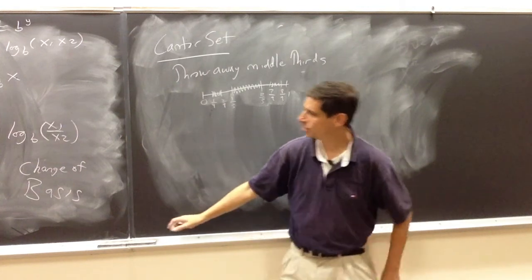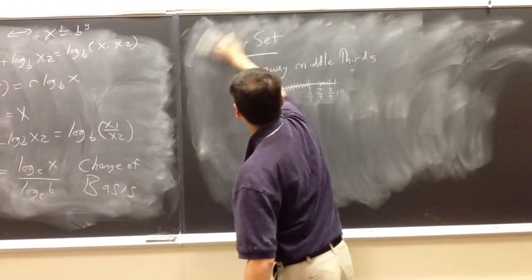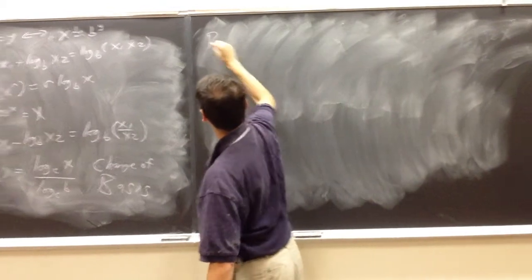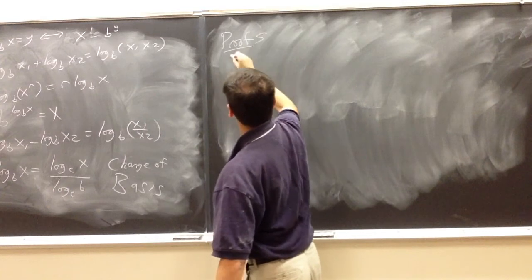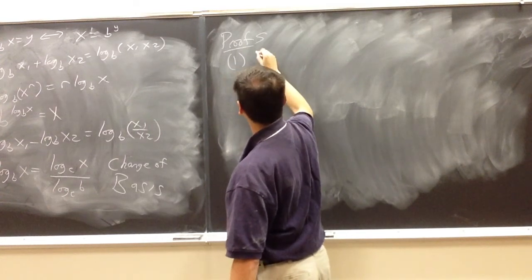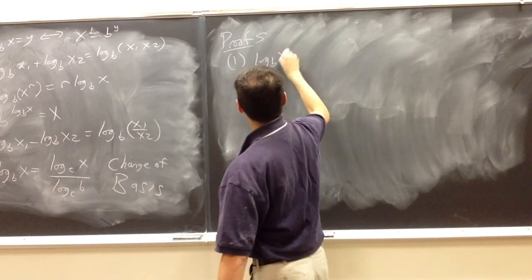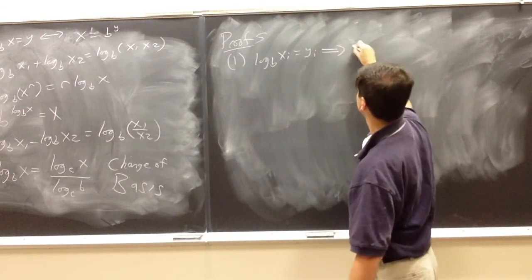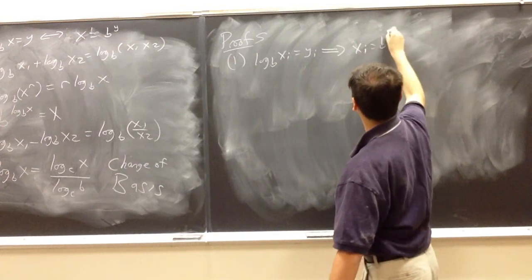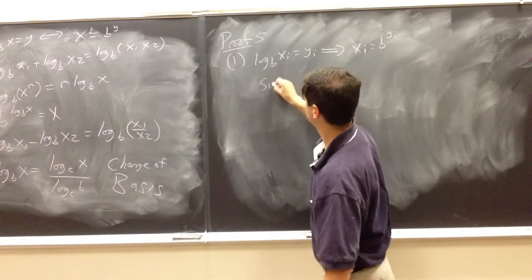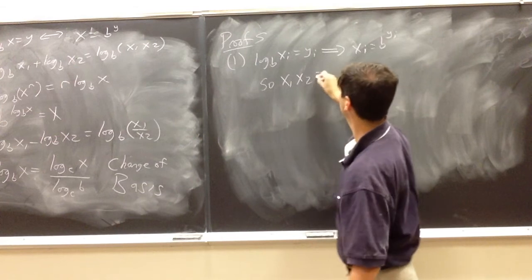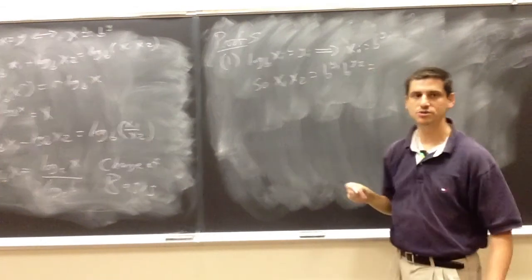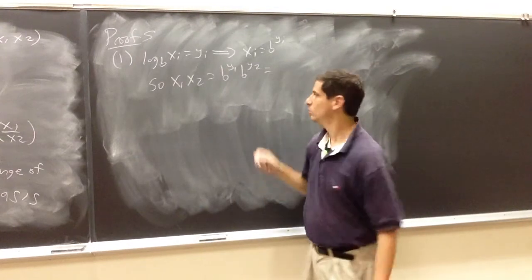So if you want to prove the log laws, the proofs are not so bad. I'll just prove one of them. Proof of 1. So the log base b of x_i equals y_i. That implies x_i equals b to the y_i. So x1 times x2 is b to the y1 times b to the y2. So how many powers of b do I have? y1 plus y2.